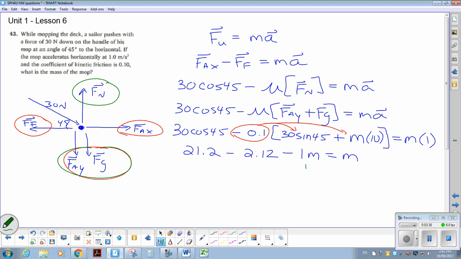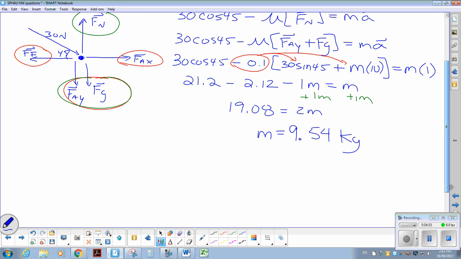Moving our m's to the same side, I'm going to add 1m to both sides. Collect the 21.2 and the 2.12 together. So I get 19.08 equals 2m. Divide that by 2. And we find out that the mop has a mass of 9.5 kilograms.